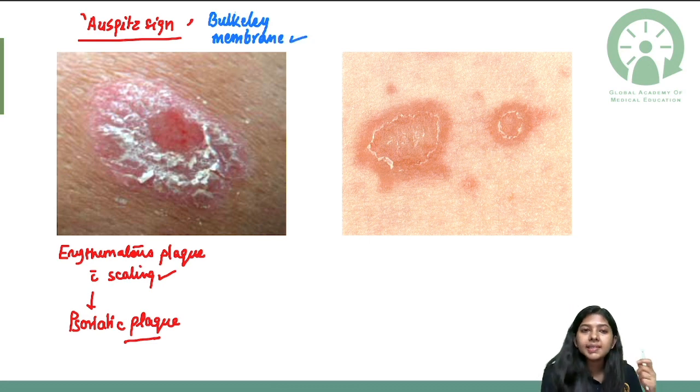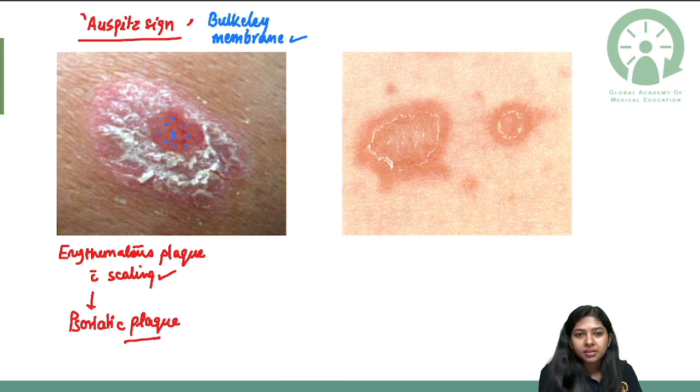You remove the scales and you get a very shiny red glistening membrane, and that is called the Berkeley's membrane. And once you remove that, you get pinpoint bleeding, right? See all those pinpoint bleeding dots. Now this is called the Auspitz sign, and it is classic of psoriasis.